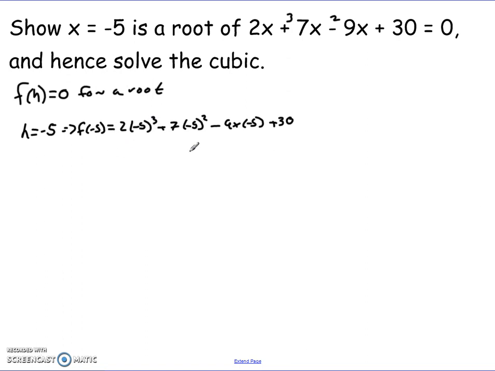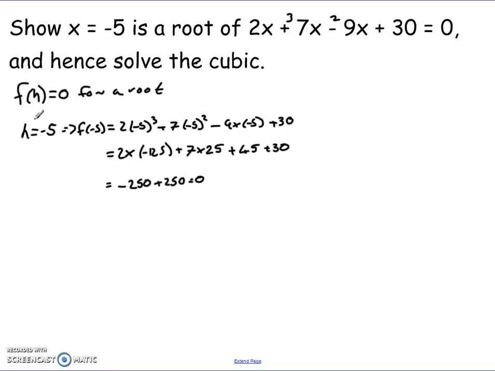So calculating all the values through, we get 2 times negative 5 cubed, which gives me negative 125, plus 7 times negative 5 squared, which gives me 25, minus 9 times negative 5. Well, minus minus gives you a plus, so it then becomes plus 45, then plus the 30 on there at the end. So 2 times negative 125 gives me negative 250, 7 times 25 gives me 175, plus this here gives me plus 250, that equals 0.